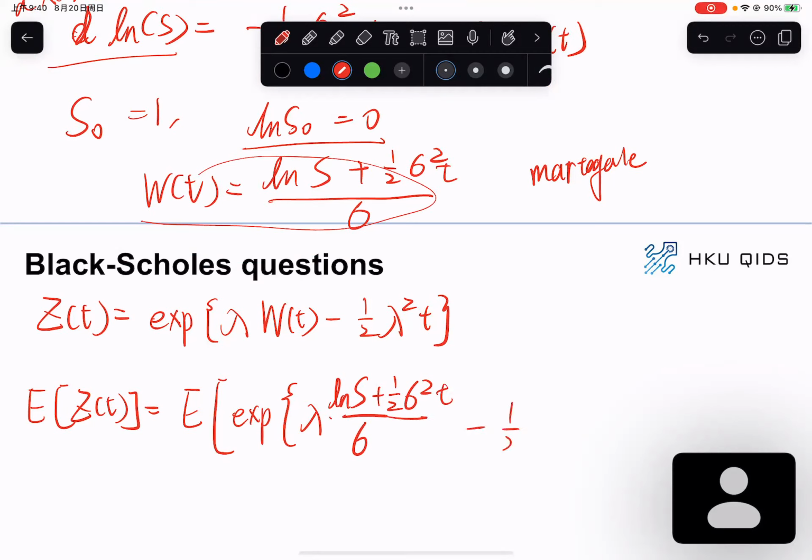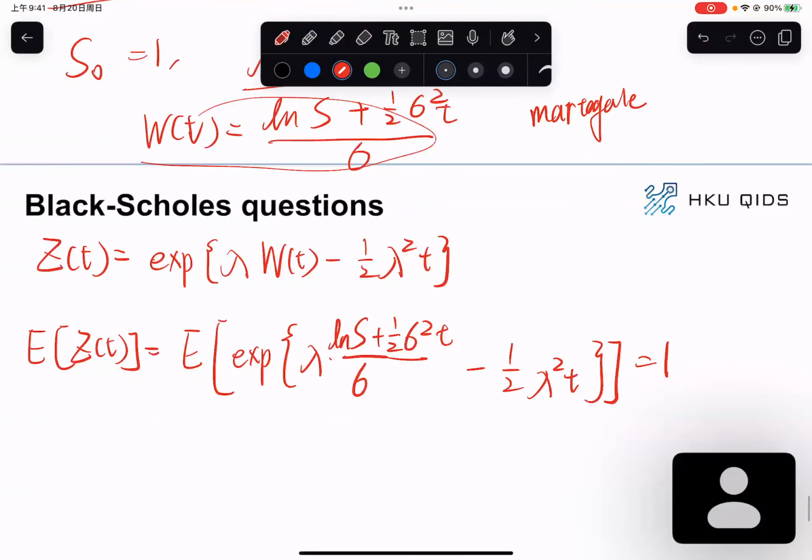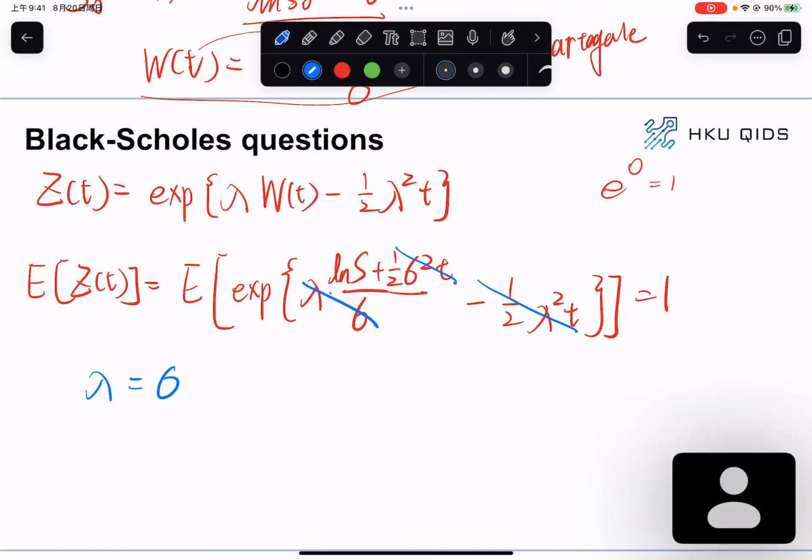And minus 1/2 lambda square t, right? And it should be equal to 0 because the initial state should be 1. And so e to the power 0 equals 1, okay? And then we can choose any delta, so we set delta equal to sigma. And so these two cancel out, and this part cancels out, and we get what? We get the expected value of exponential log S should be equal to 1, right?